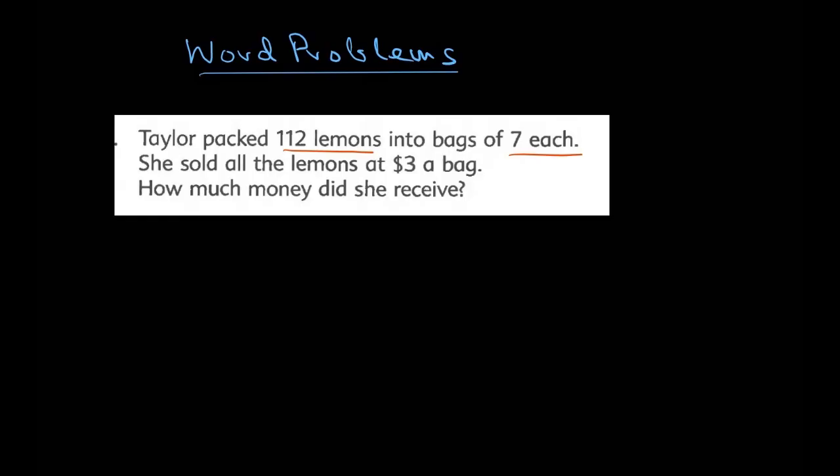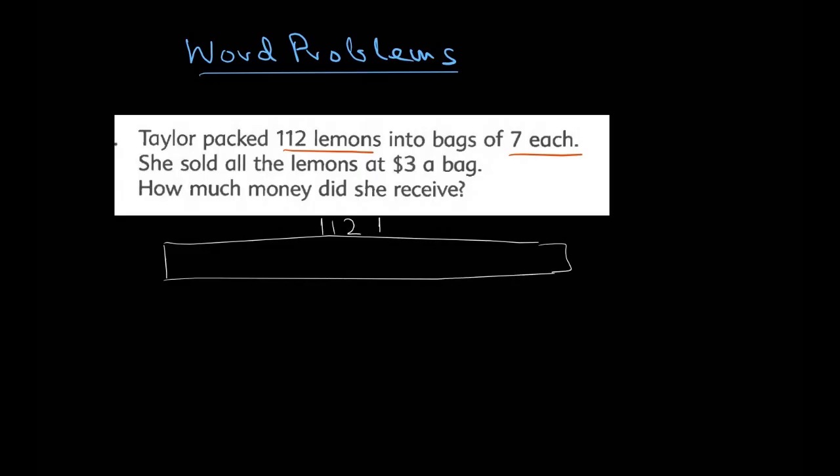Well, we know the total number of lemons is 112. These are 112 lemons, and we're going to bag them. So we're going to have 7, 7, 7, and so on and so forth. We're going to put 7 lemons in each bag. We have to find out how many total bags there are. Well, clearly it's a division problem.